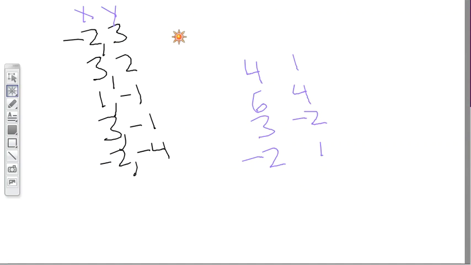Okay, so when you're deciding whether something is a function or not, the easiest thing to do is to look at your x values, and if none of them repeat, then you know that your relation is a function. If you have an x value that repeats, then you know that your relation is not a function. Okay, I did want to clear up some confusion.